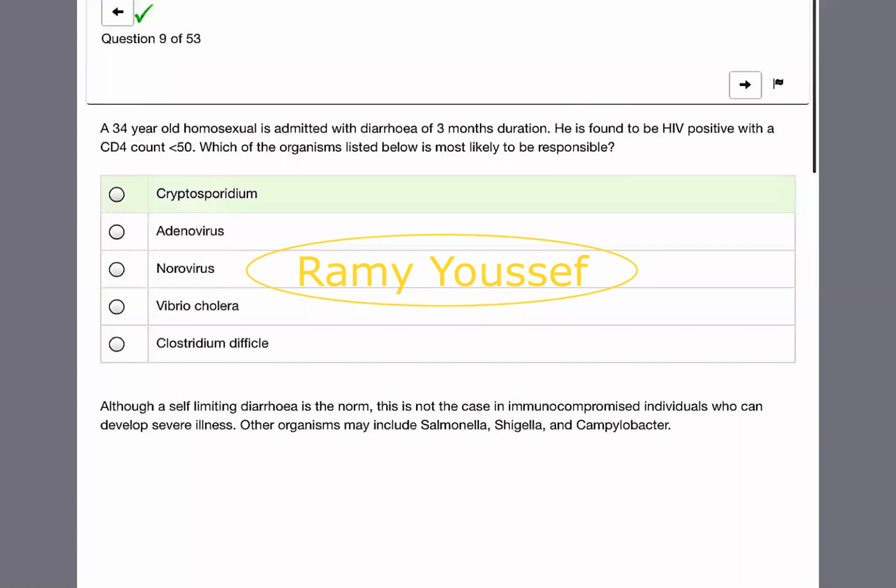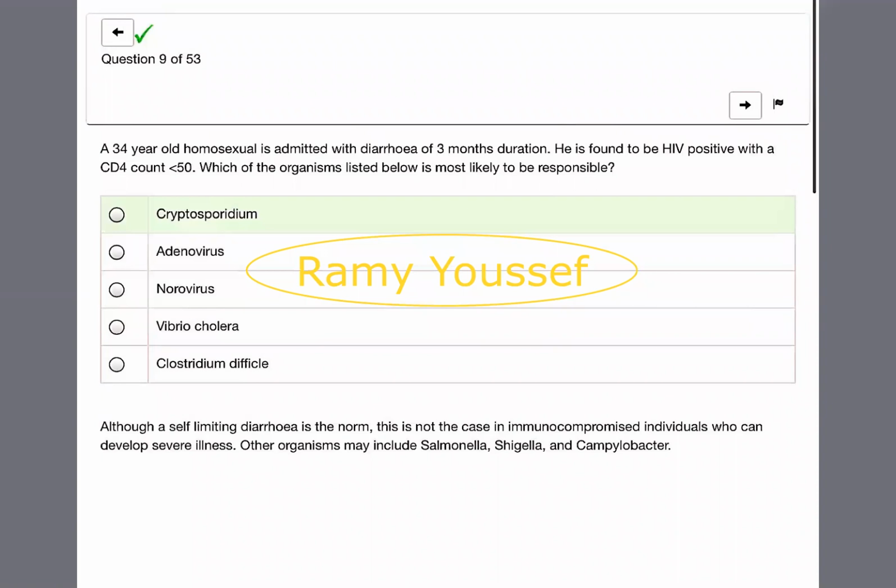Immunocompromised patient, cryptosporidium. Post-operative or post-antibiotic or nosocomial, it will be Clostridium difficile. Bloody diarrhea, enteroinvasive E. coli. We will revise all of them together until we know them at the end of our discussion. Okay, next question.